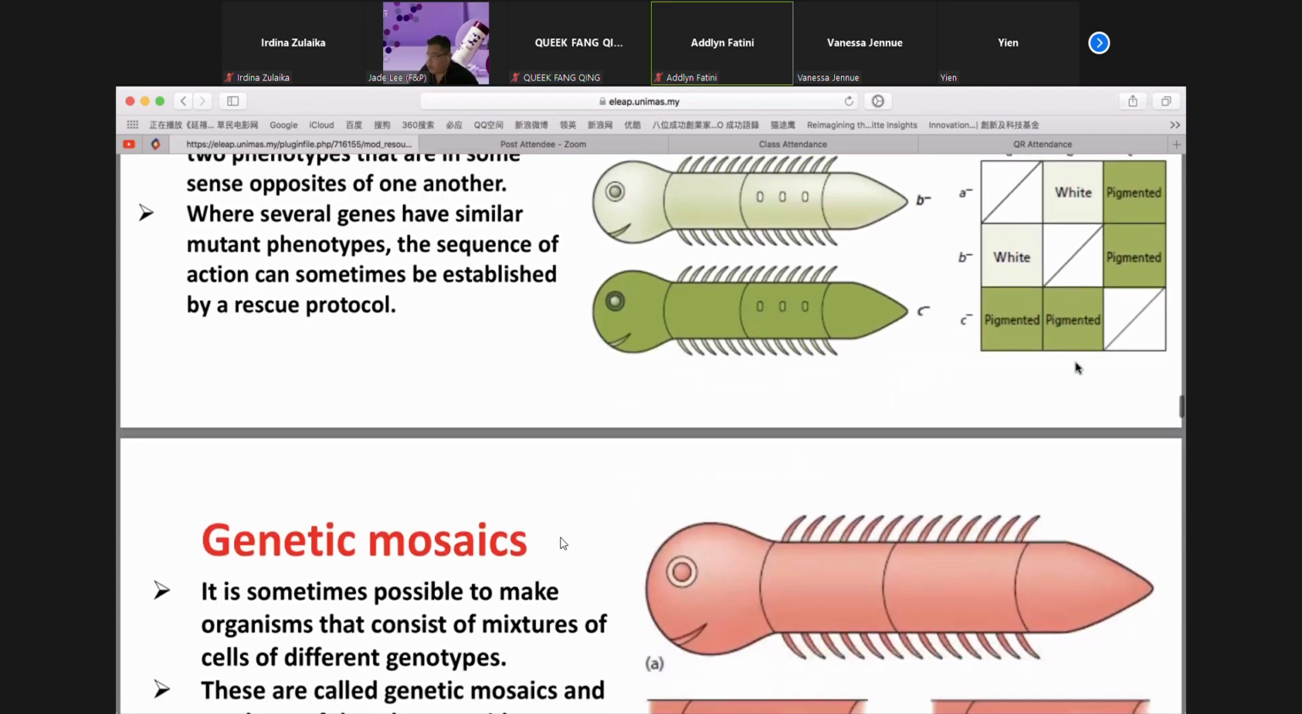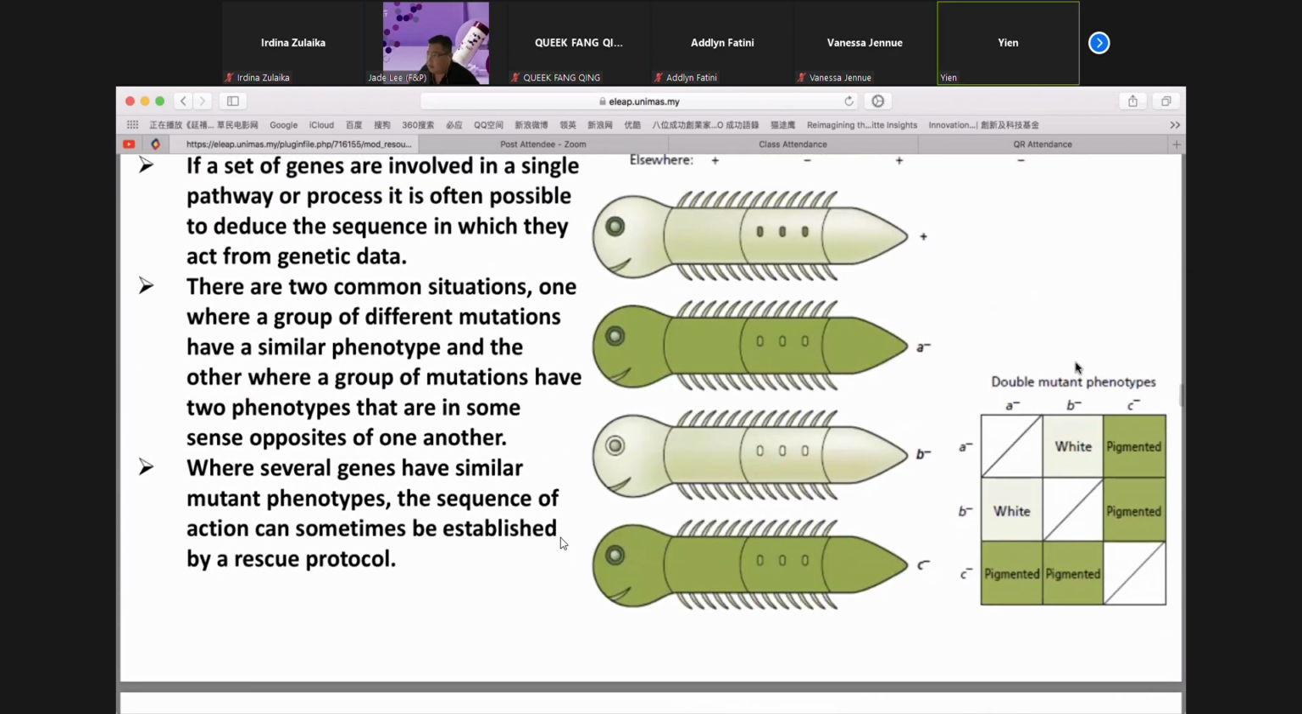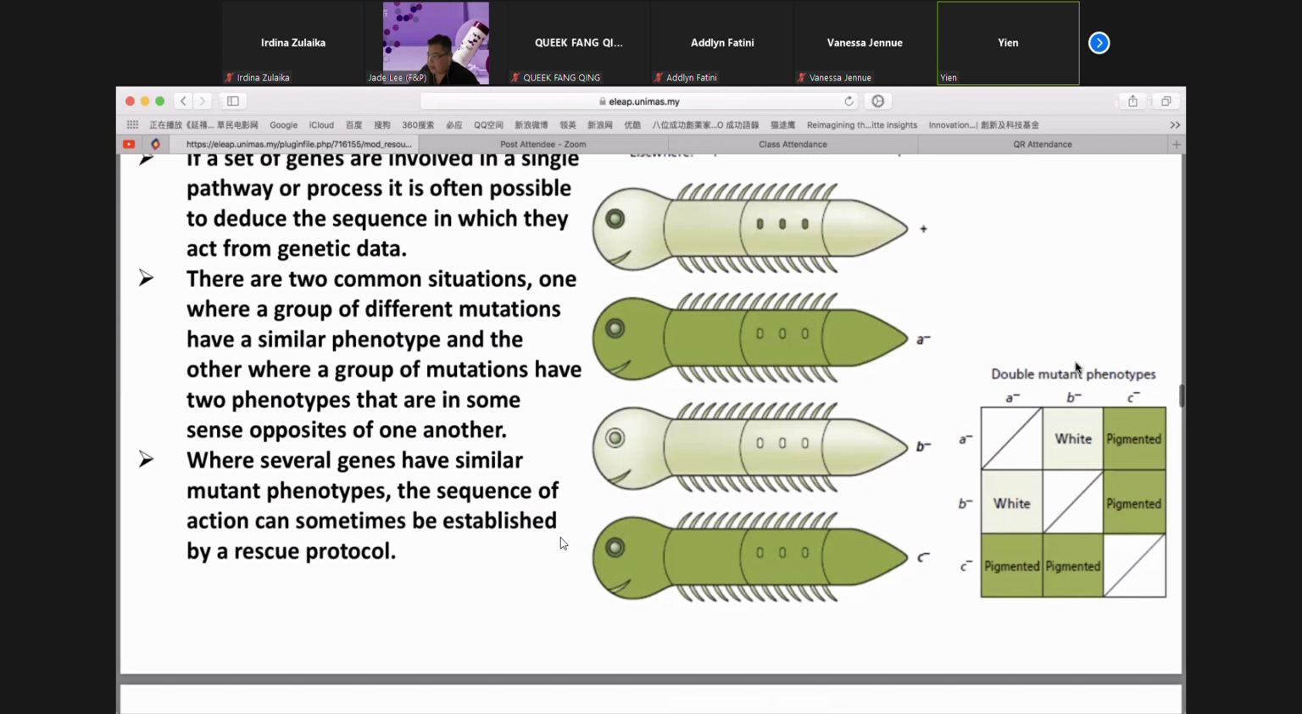Okay, good. Doctor, I have a question. So that means in practical experiment, there's a possibility of getting different phenotypes before and after knocking the genes, is it? Yes.